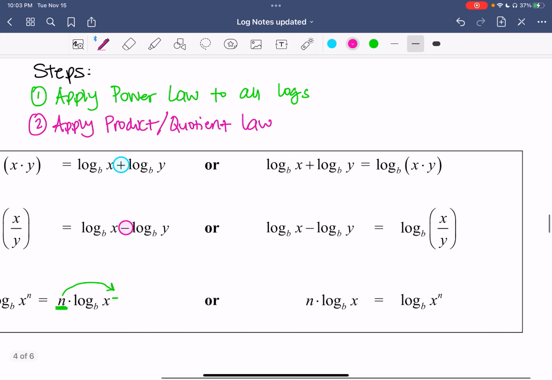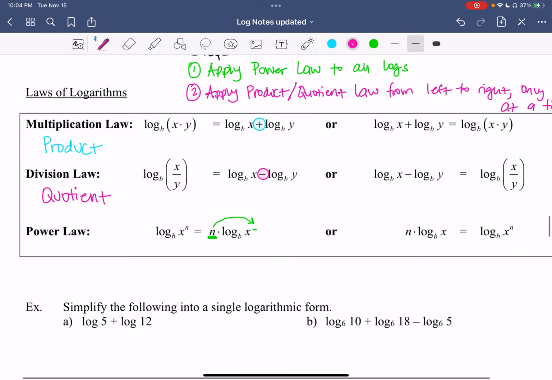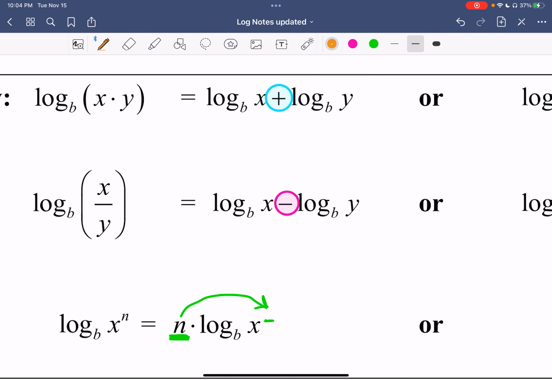From left to right, and only one at a time. If you start trying to do too many things at the same time, you're going to end up getting it wrong. Now, something that's important here that you may or may not have noticed yet is that all of the bases are the same. So we have base B, base B, base B, base B. So in order to apply the product law and the quotient law, your logs must have the same base.